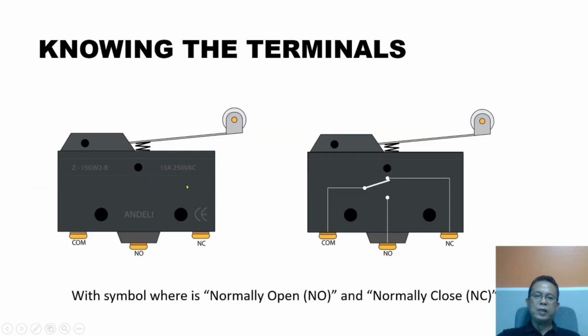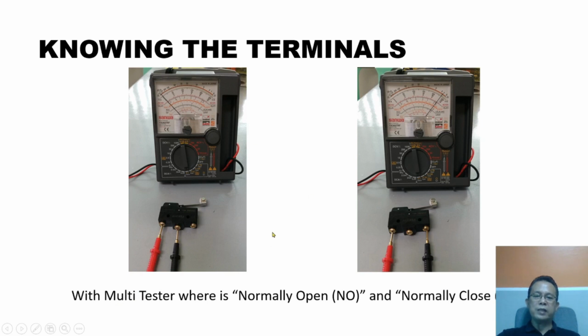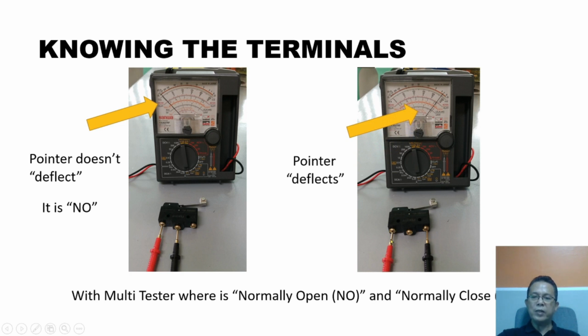But what if the limit switch is already fixed and installed? So we never know the terminals. We know the symbols, but we do not know which terminal is normally open or normally closed. So by the use of a multi-tester, we can find out which is normally open and which is normally closed. By testing two terminals first, if the pointer doesn't deflect, this is normally open. But on the other terminals, if the pointer deflects, we know it is normally closed.